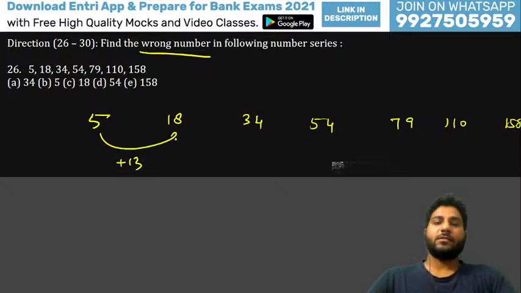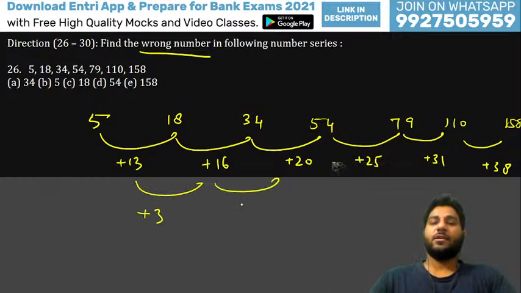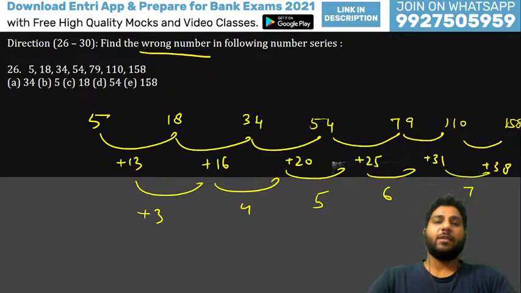13 plus 16 plus 20 plus 25 plus 31 and plus 38. Okay, and after that there is no sequence there. So let's take another difference: 3, 4, 5, 6, and the last one is 7. So there should be 148 in place of 158. So your option E will be the correct answer. Okay, it has to be 38.